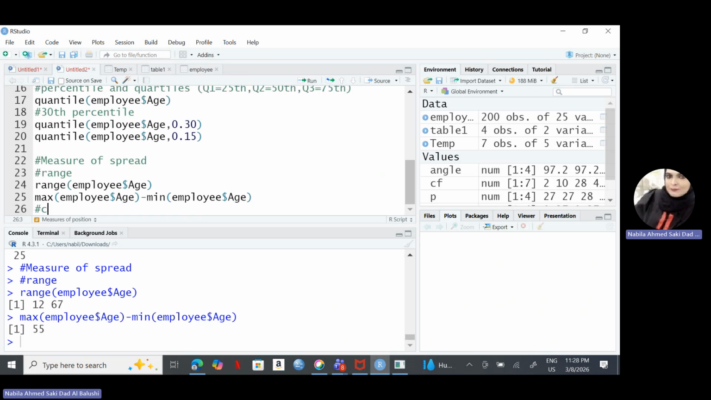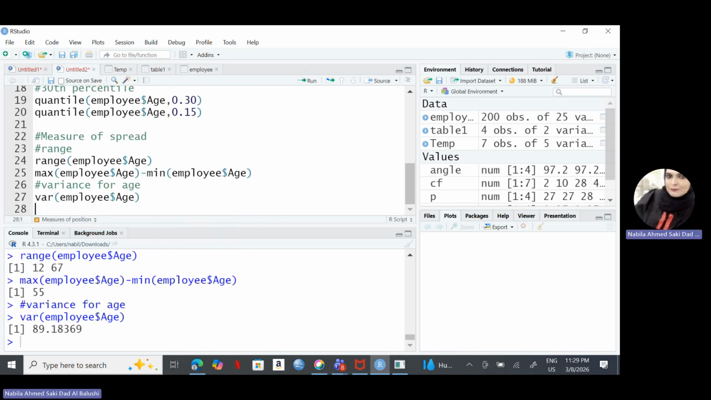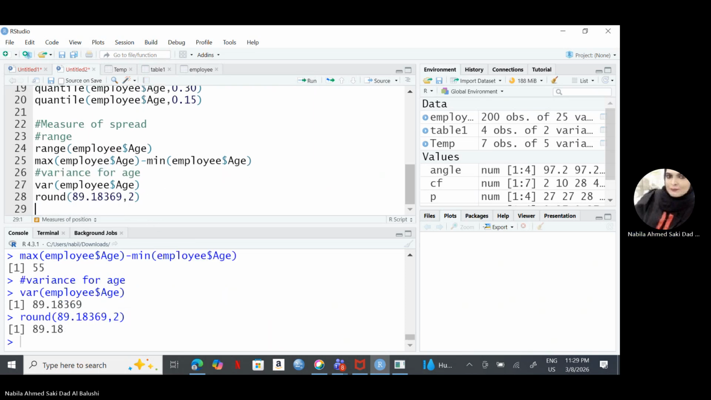The second measure of spread is variance. Variance for the variable age we can find using the command var. Employee is the file name. Extract the variable age. So this is your variance. You can round your answer. Round, take your answer, and then to 2 decimal places.